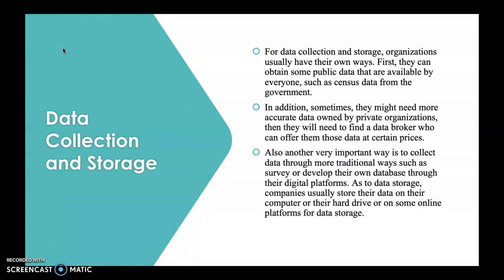For data collection and storage, organizations usually have their own ways. First, they can obtain some public data that are available to everyone, such as census data from the government. In addition, sometimes they might need more accurate data owned by private organizations. Then they will need to find a data broker who can offer them raw data at a certain price. Also, another very important way is to collect data through more traditional ways, such as surveys, or develop their own database through their digital platforms.